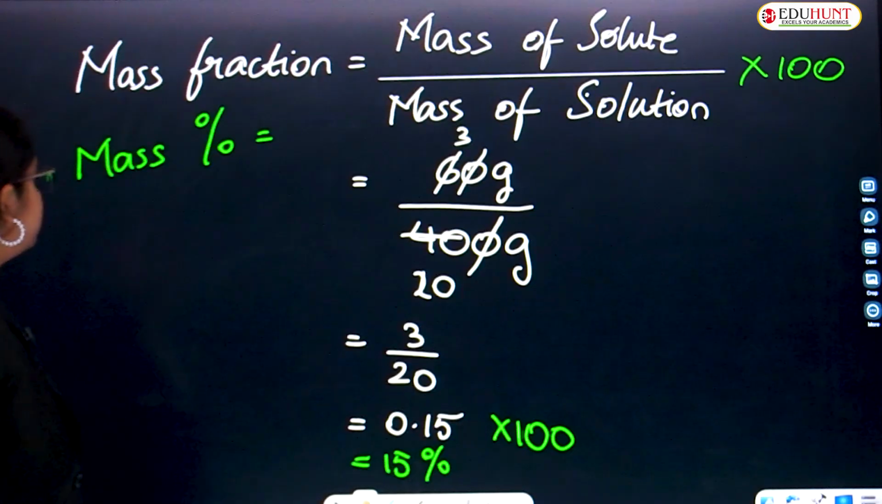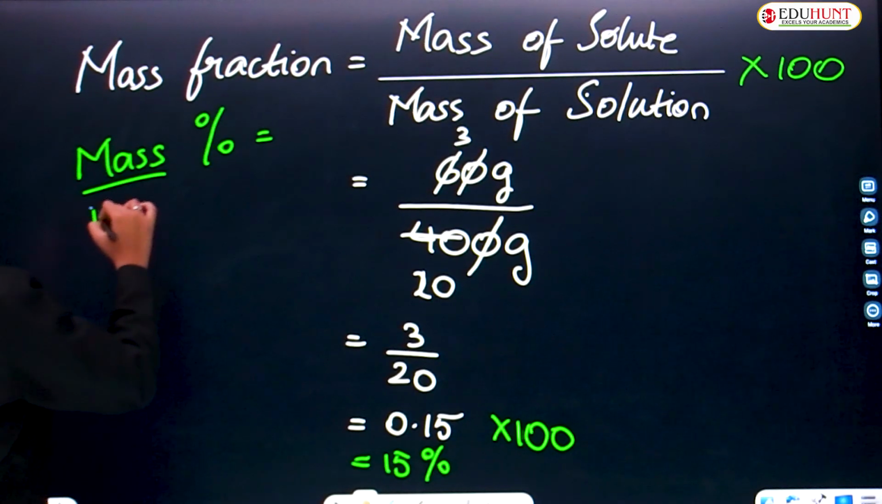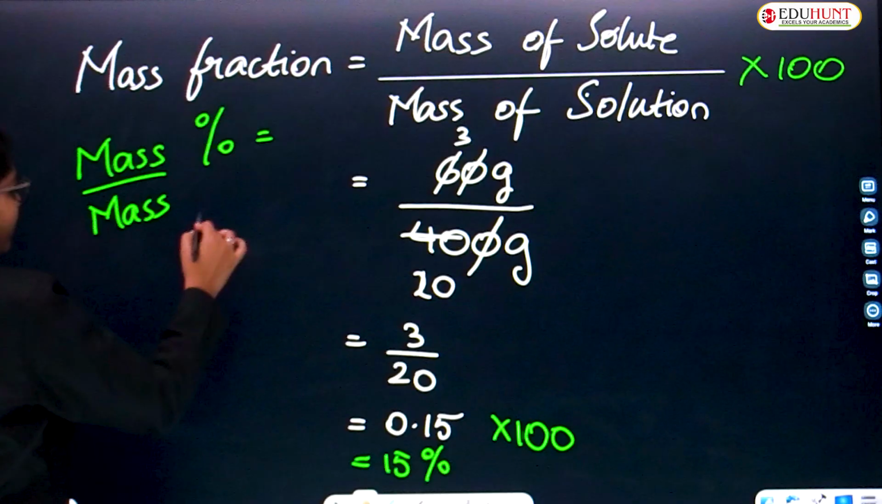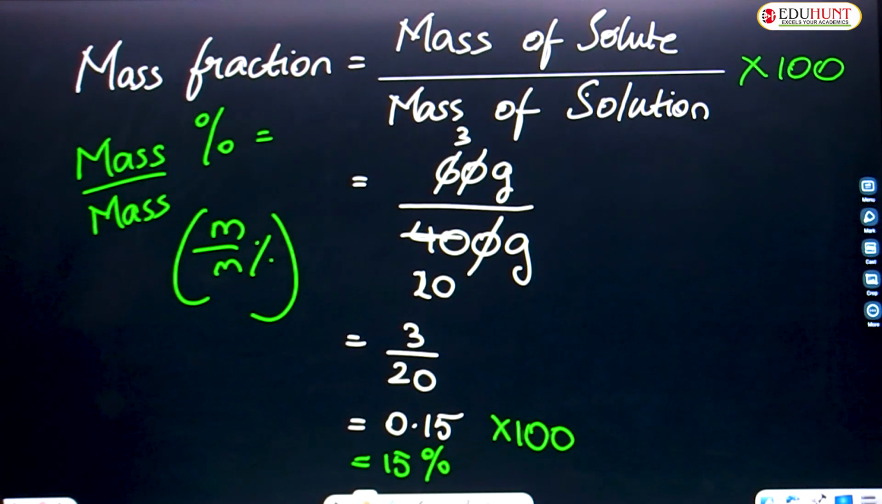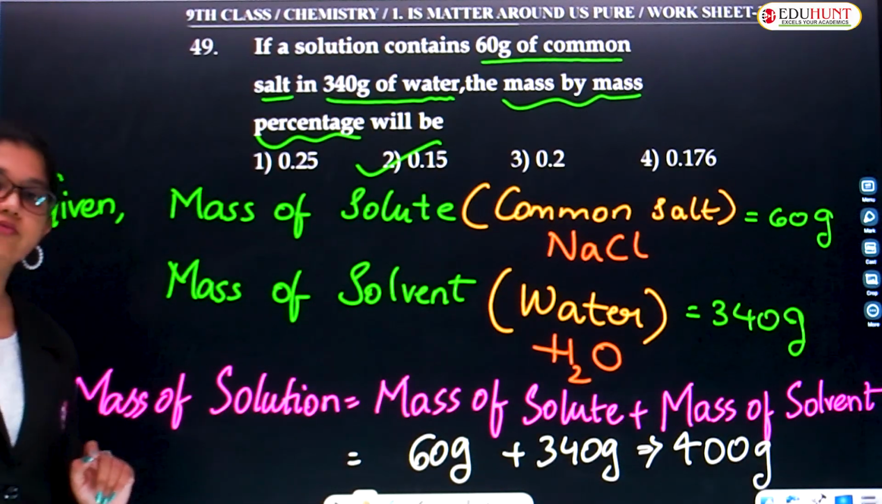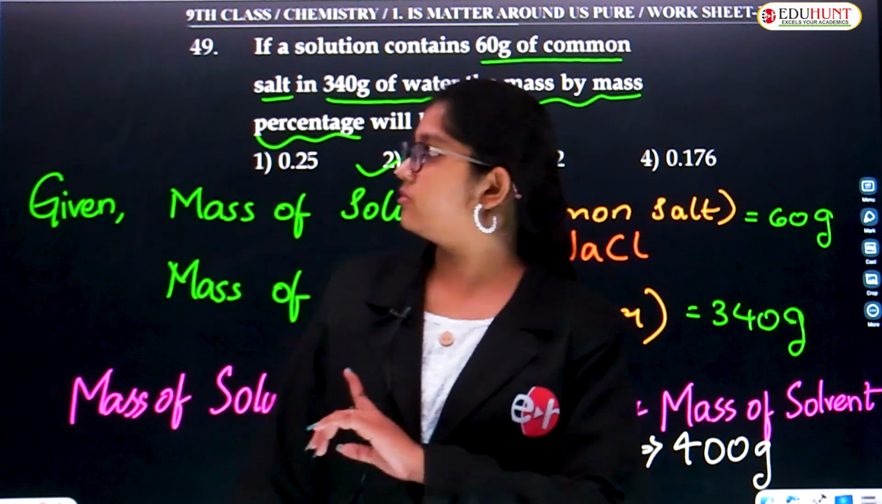Mass by mass percentage. We'll write now simply in brackets m by m percentage. Yes, that's the formula. Okay, clear, right? So the option is 2, 0.15, the mass by mass percentage.